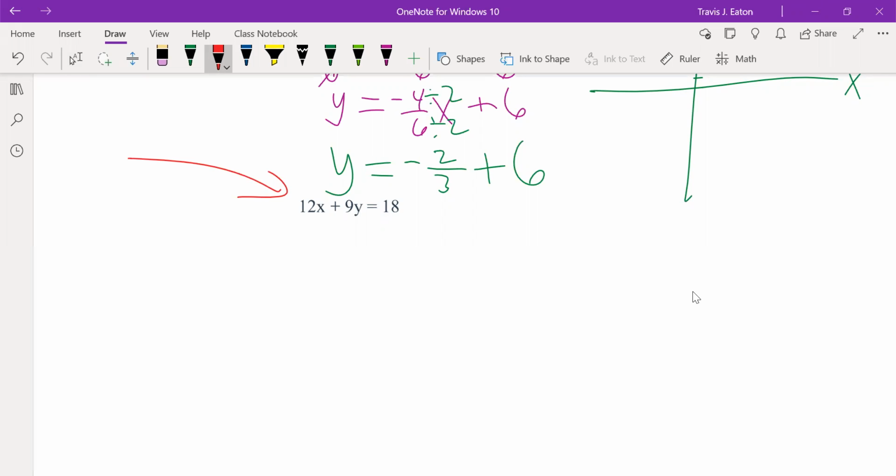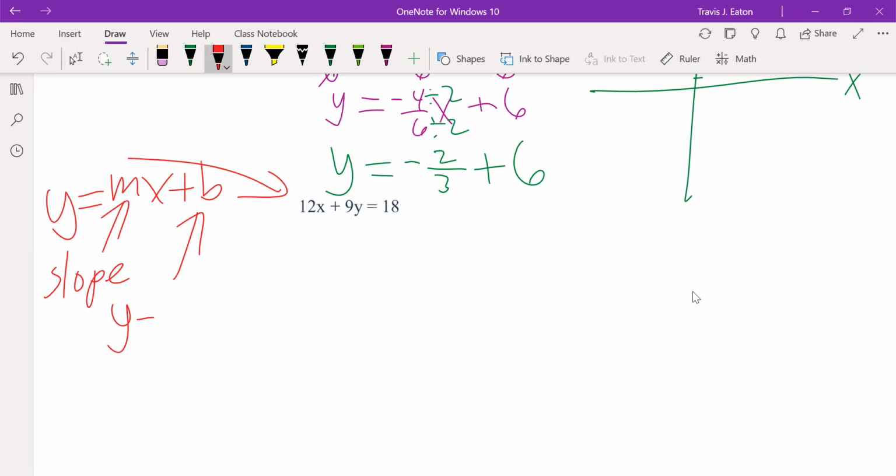So our overall goal is to get the y all by itself on the left-hand side of the equation, because we want it to look something similar to this. y equals mx plus b, where m is the slope and b is the y-intercept, where that line would cross the y-axis. Okay, so first things first.